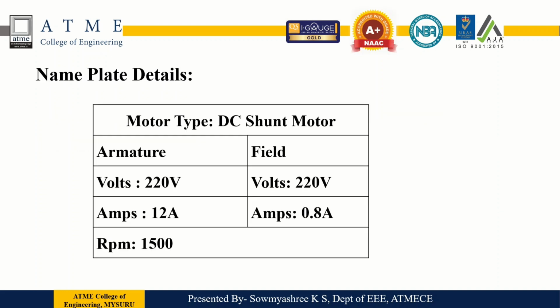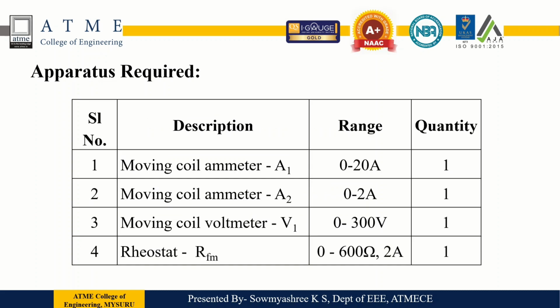The nameplate details of the DC shunt motor which we are using to demonstrate the load test on DC shunt motor are: the armature voltage is 220 volts and the armature current is 12 amperes. The field voltage is 220 volts and the field current is 0.8 amperes. And the rated speed of the DC shunt motor is 1500 rpm.